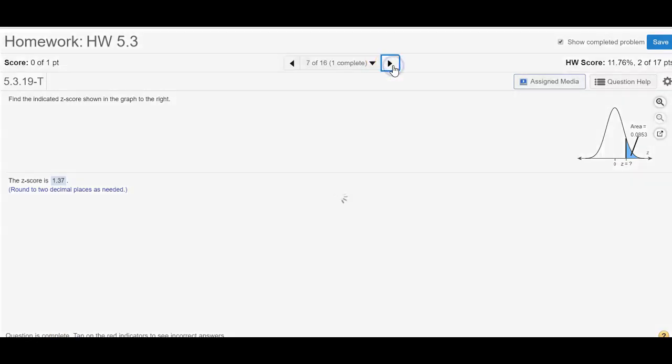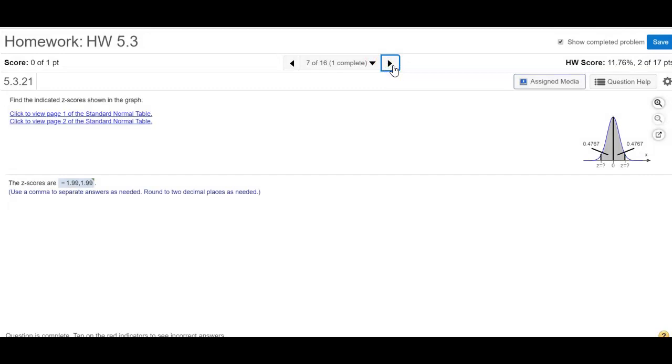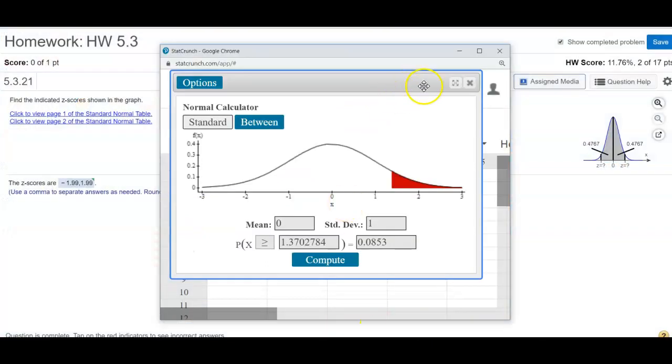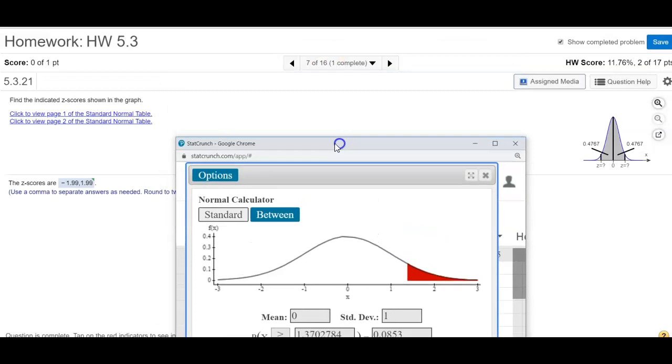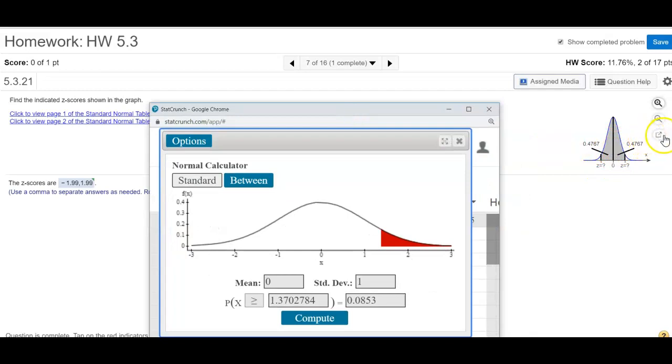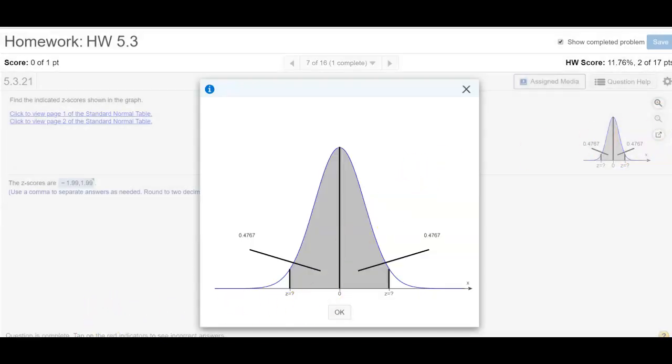So let's see the next one. Is area in between. Okay, I want to do this one actually. So let me go ahead and show you all how this is done. So here it says find the indicated z-scores. Look what they're asking me. They're asking me area in between. So let me expand this one and show you. When they give you the half of each of this area, do you see that? They're not giving you the total area. So they said this half is 0.4767. This half is 0.4767. What you have to do is you have to add these two areas.